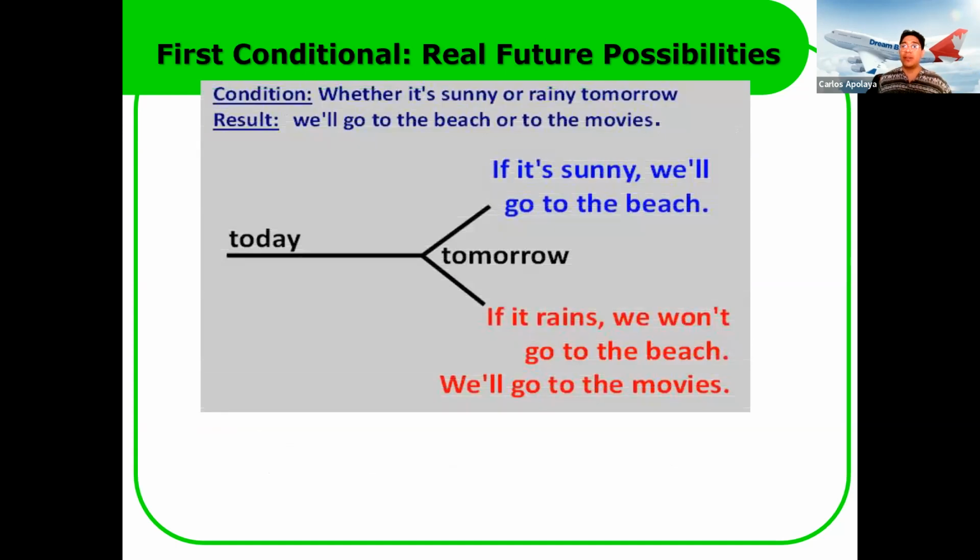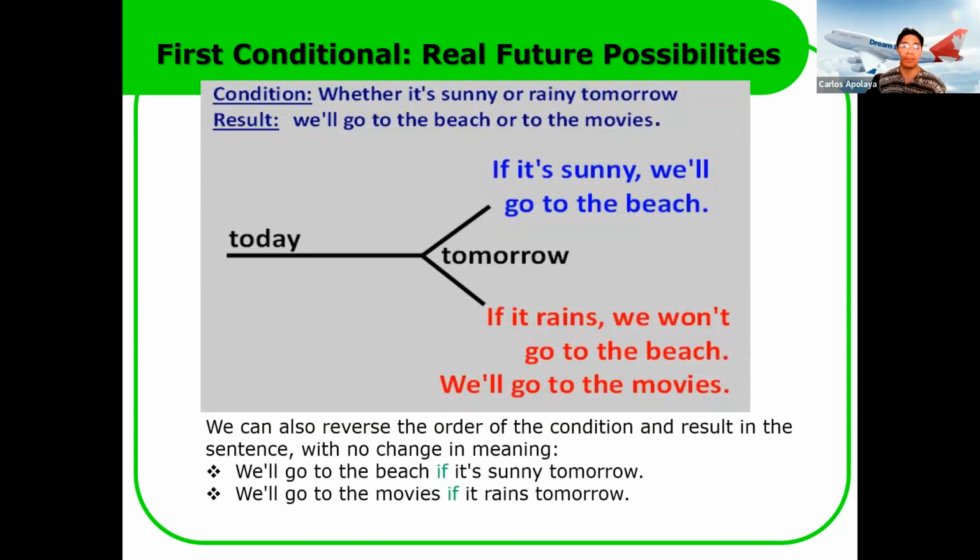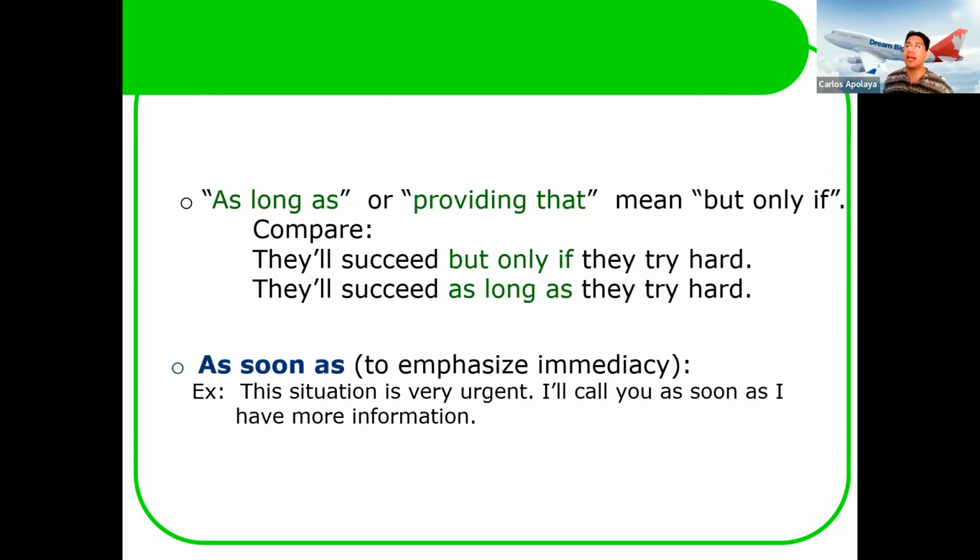So, first condition, real future possibilities. If it rains, we won't go to the beach, easy peasy. Then we have as long as, or providing that. You can also use the word provided. Al menos. Siempre y cuando. Or you can say, but only if. So they'll succeed, but only if they try hard, or they'll succeed as long as they try hard. You can say they'll succeed, providing that they try hard. They'll succeed, provided they try hard.